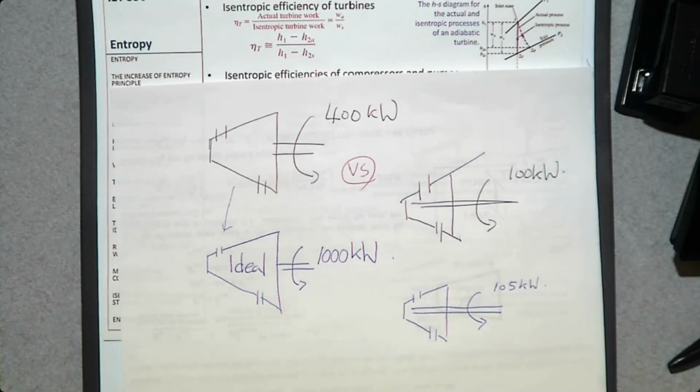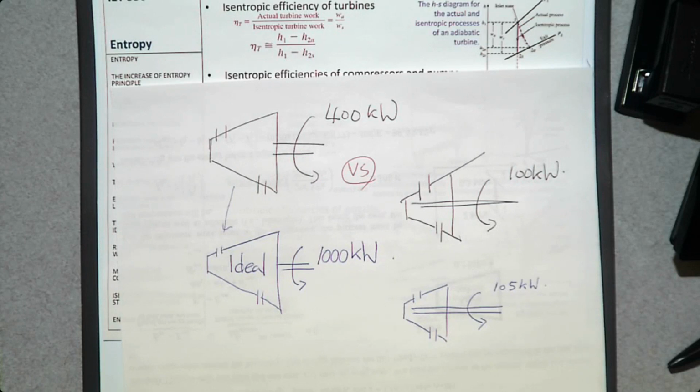Now, can you say which one is better designed? Isn't it clear that this one's output is very close to the ideal case, while the other's output is far away from the ideal case? So this one is a poor design, and this one is very good. When you compare your system to its ideal system, you can evaluate how good it is.